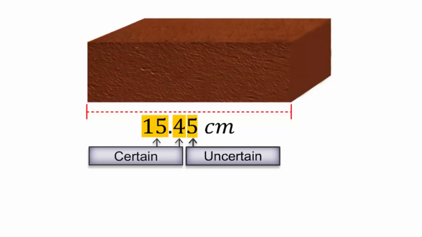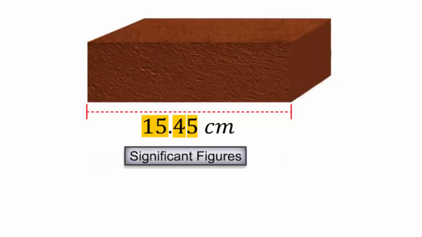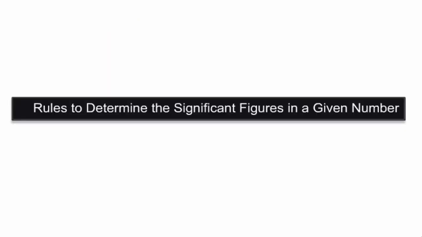The number of digits in a measurement which are certain plus one additional digit which is uncertain are together known as significant figures. There are rules to determine the significant figures in a given number.